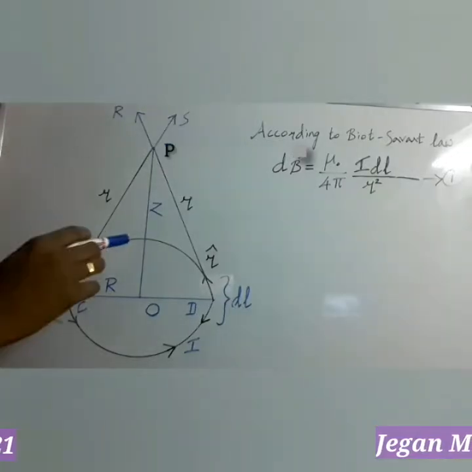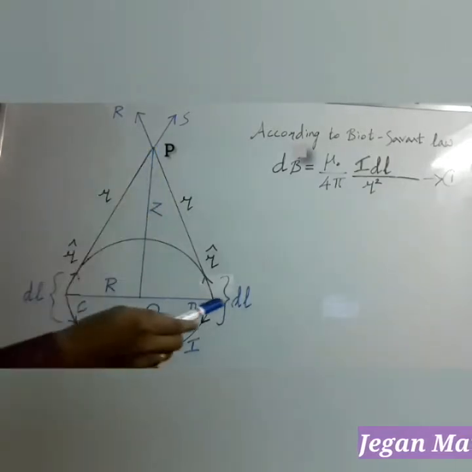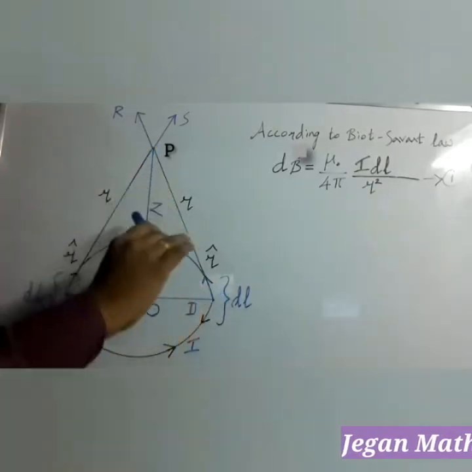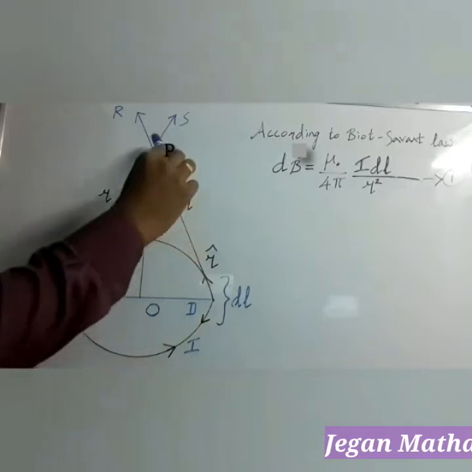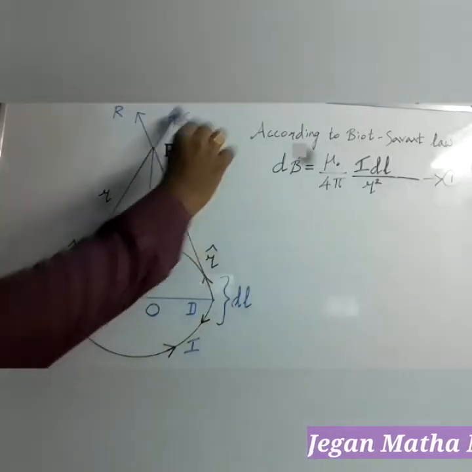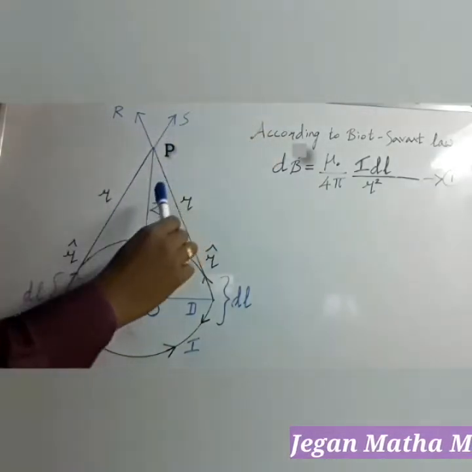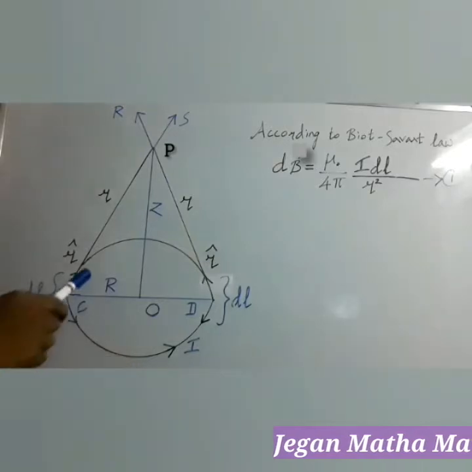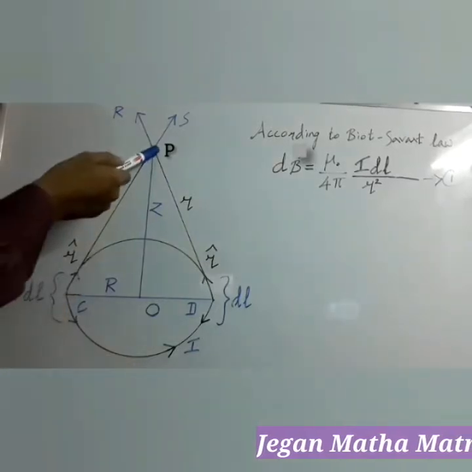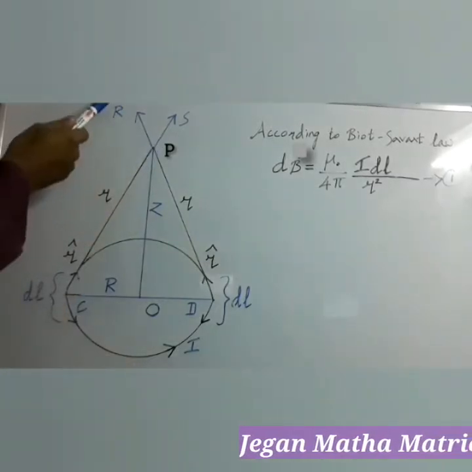As we have discussed, the magnetic field at the point P due to the current element at D acts in a clockwise direction. So it will act along PS. Like this it acts. The magnetic field given by the current element at C acts along PR, in the anti-clockwise direction.